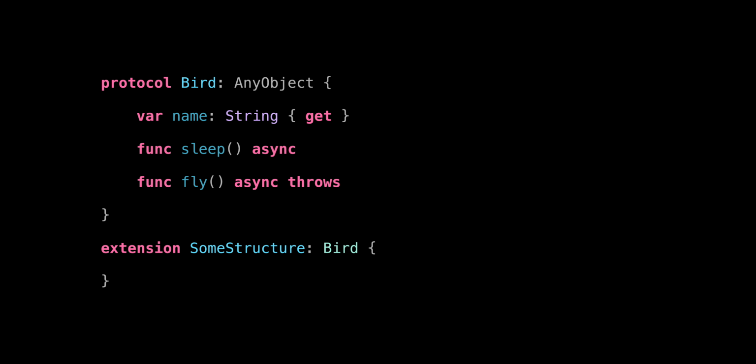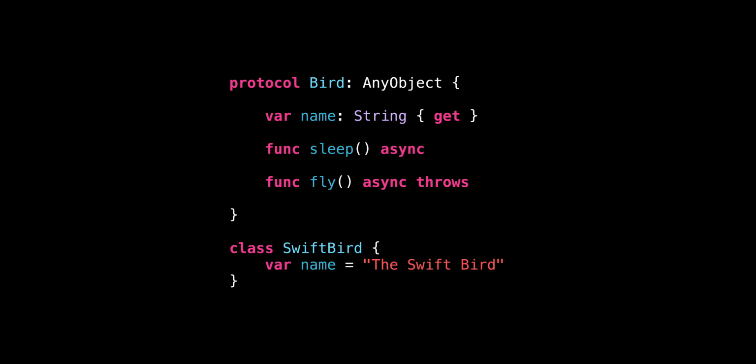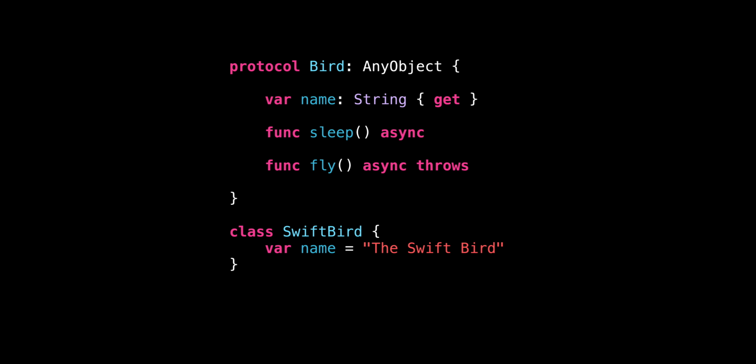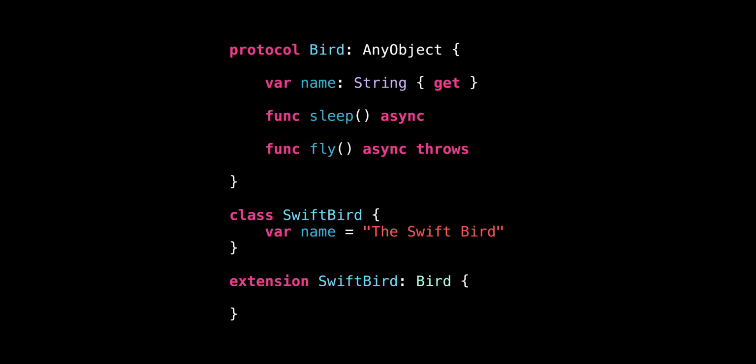For instance, if I try to conform the same structure to the Burp protocol, the compiler won't let me. That's because I explicitly restricted its scope to reference types. So instead, I'll use a class. It already has the name property, so when I declare a protocol conformance, it will satisfy one of its requirements automatically. And it's totally fine that the protocol expects a constant while I've got a variable here.